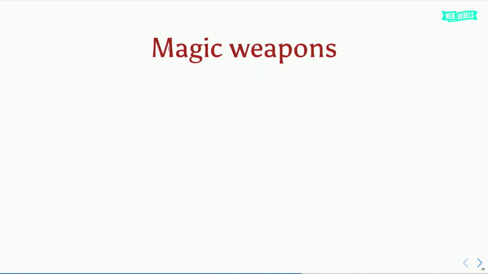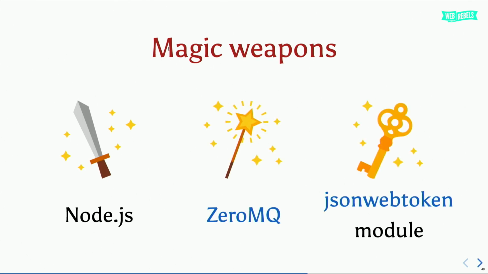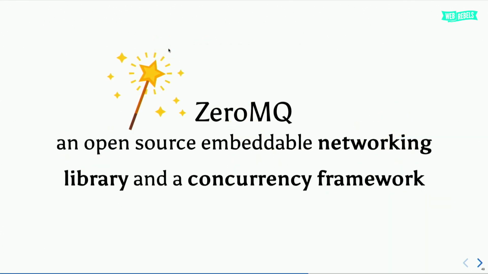So we need some magic weapons for this tool. We need Node.js, ZeroMQ, and the JSON Web Token module. If you never heard of ZeroMQ, it's a very nice open source library that allows you to do networking stuff, and it's also a concurrency framework.